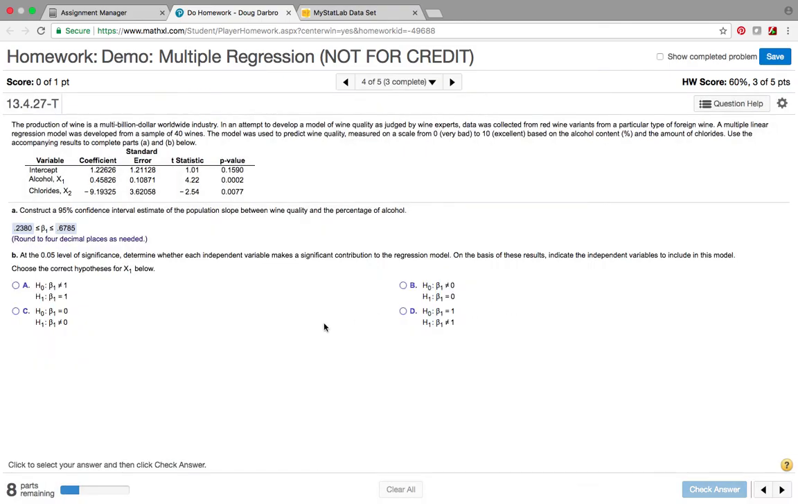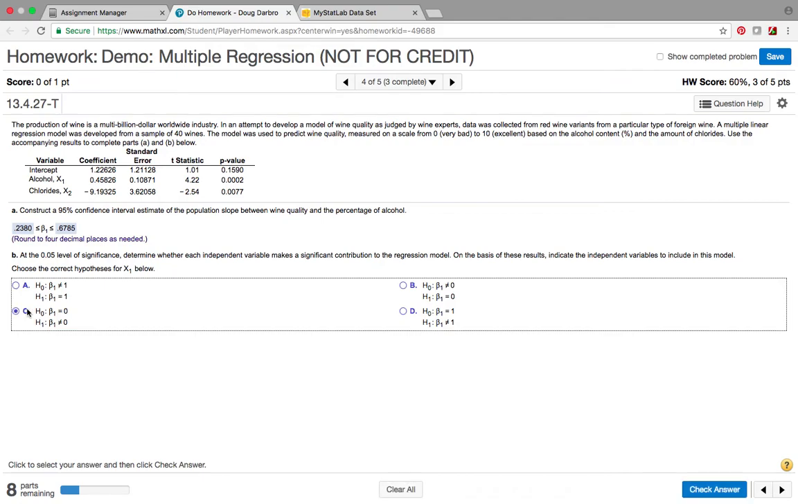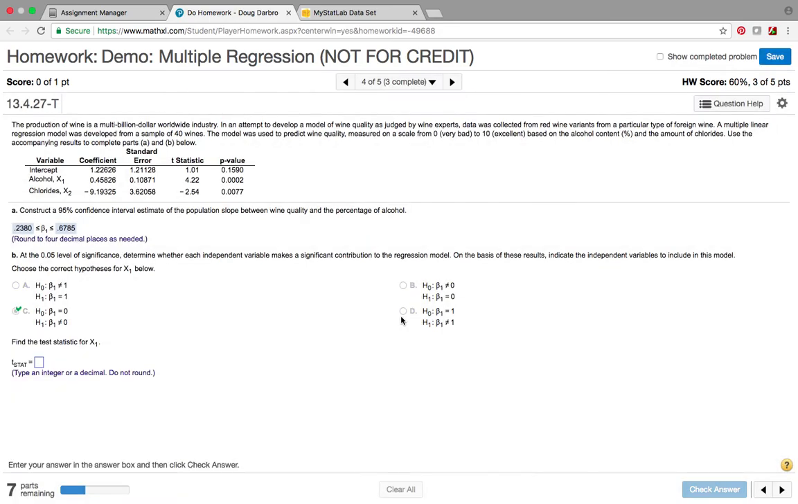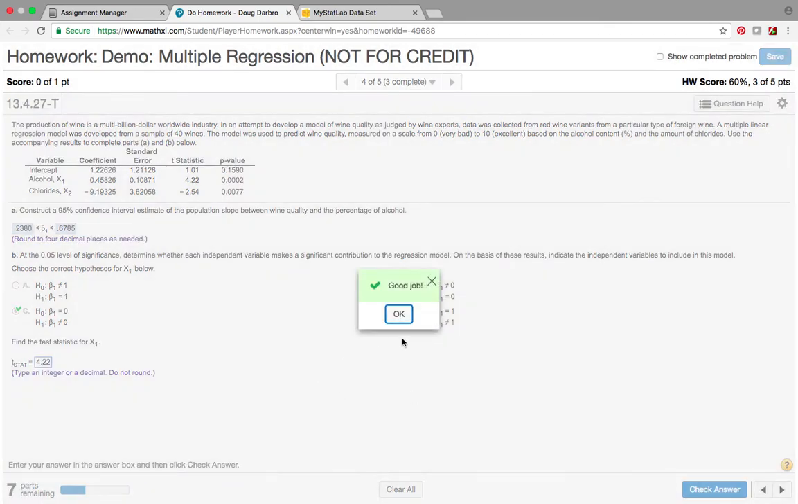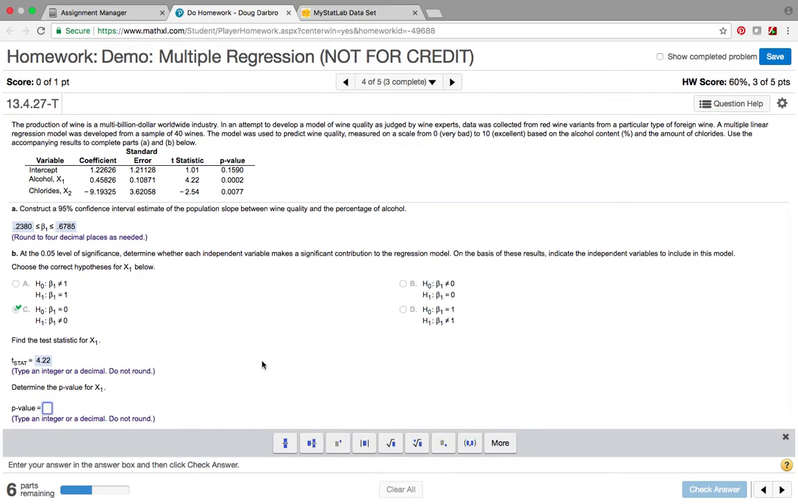All right, at the 0.05 level, determine whether each independent variable makes a significant predictor. The reason I chose this is that we looked at the overall model, the ANOVA table. Now we're focusing in on alcohol and chlorides individually. You can see that both of these are statistically significant by looking at the p-value. The first one I want is to test that the first slope is equal to 0 versus not equal to 0, so that's an easy choice. The T statistic is given in the output. It's 4.22, no calculation needed. And the p-value is given in the output. It's 0.0002.